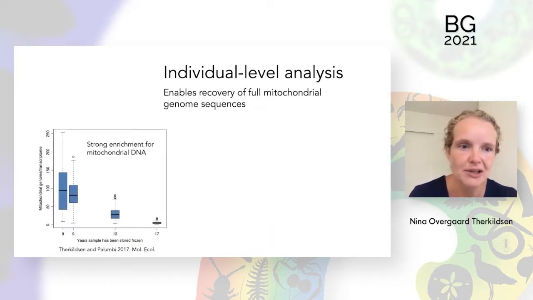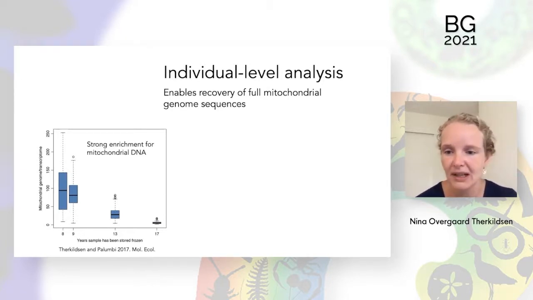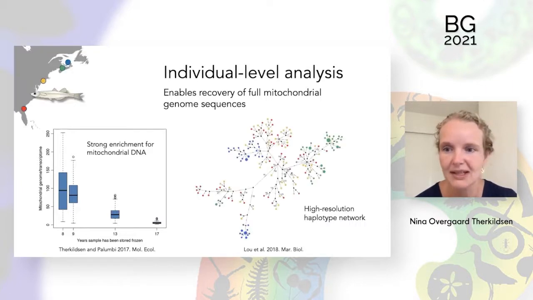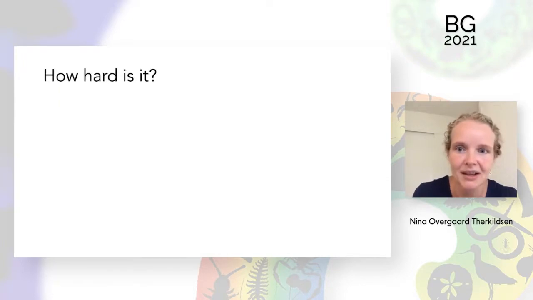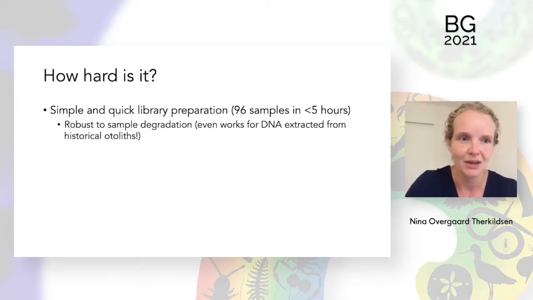And importantly also, when we sequence to low coverage at the nuclear genome, we actually get really high coverage of the mitochondrial genome because of the much greater copy number in the cell. So this means that we've also been able to recover high confidence whole mitochondrial genome sequences for all these fish, which lets us conduct very powerful phylogeographic analysis. So I think there are a lot of advantages to this data type, but how hard is it to do?